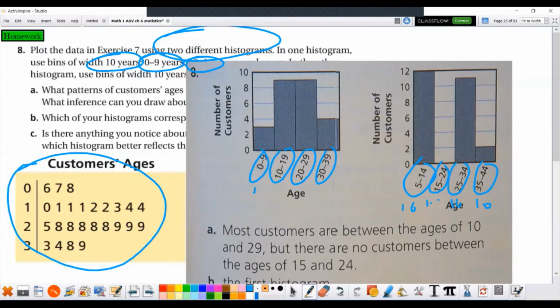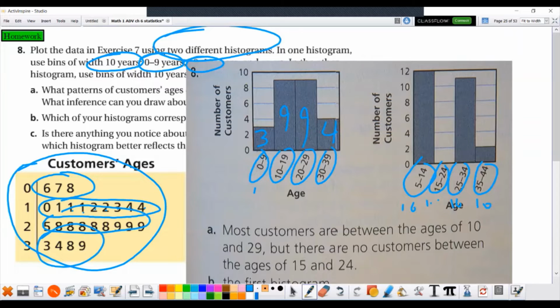For this first one, 0 to 9, there's 3 people. The next one, these are the teenagers, 10, 11. There's 1, 2, 3, 4, 5, 6, 7, 8, 9. There's 9 of those. Next group, there was 9. Next group, there was 4.